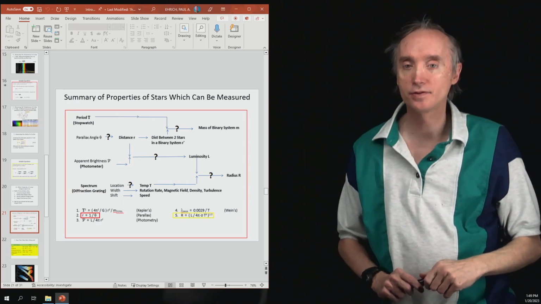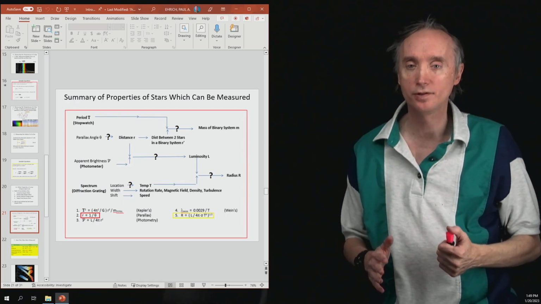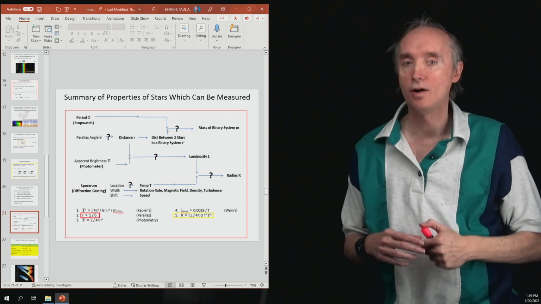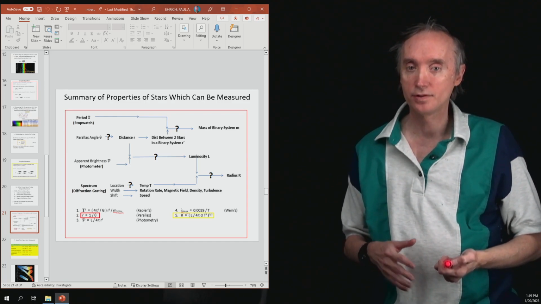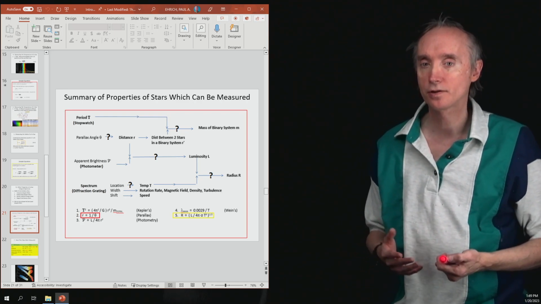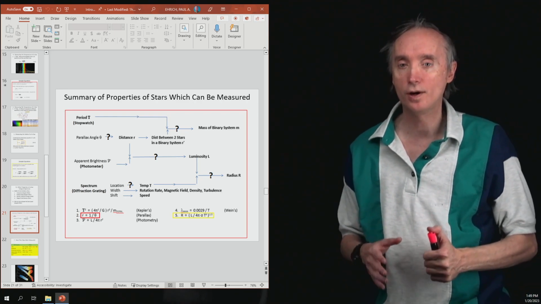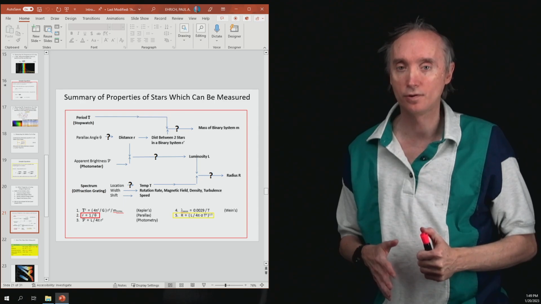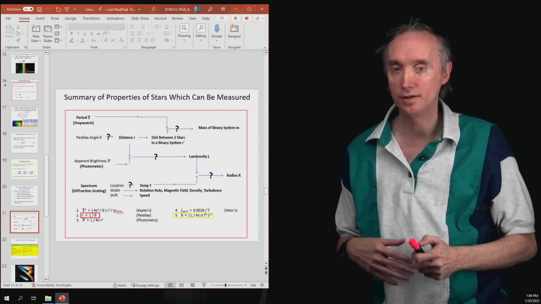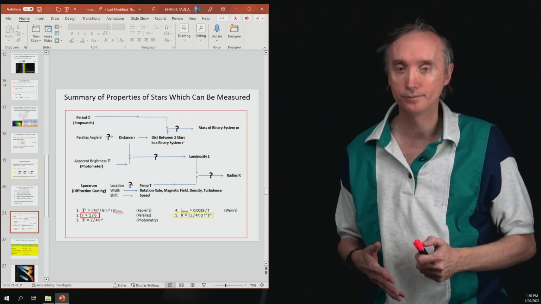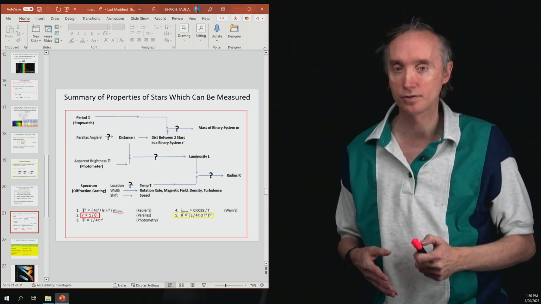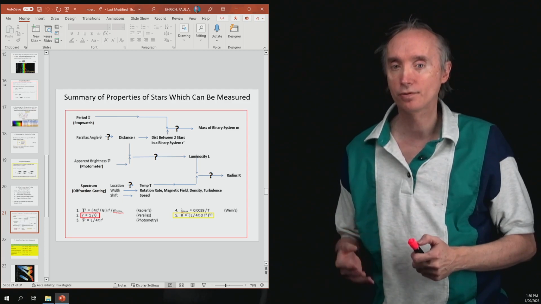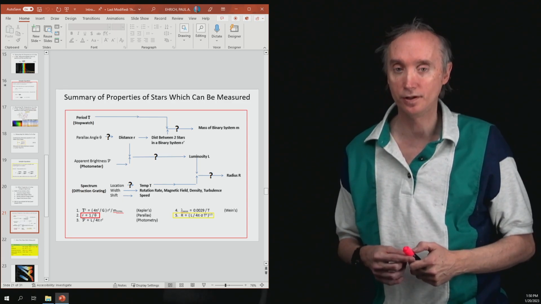Welcome back. In this segment, we want to summarize all of the stuff that we've been talking about in this lesson. At the bottom of this picture, you see the equations that we've been using. Equation number 1 is Kepler's third law. Equation number 2 is the parallax law. Equation number 3 is the photometry law.